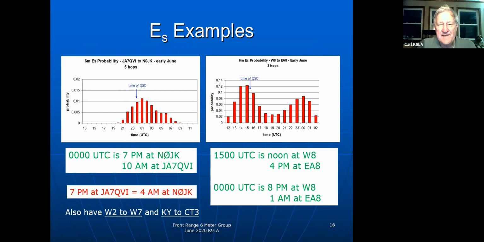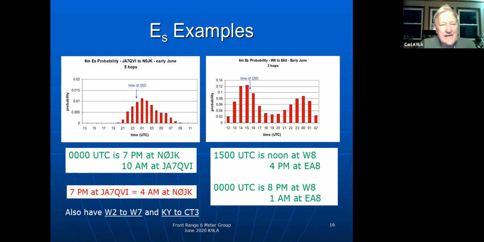At W9DXCC a number of years ago, when I showed that plot, I asked, has anybody ever worked Europe? At both times, around 1500 and also later at 0000 UTC. And yes, that does happen. So that's pretty interesting. And it allows you to kind of see what's the best time to work a certain area. I also worked that out for W2 to W7 and also from Kentucky to CT3, and pretty interesting.